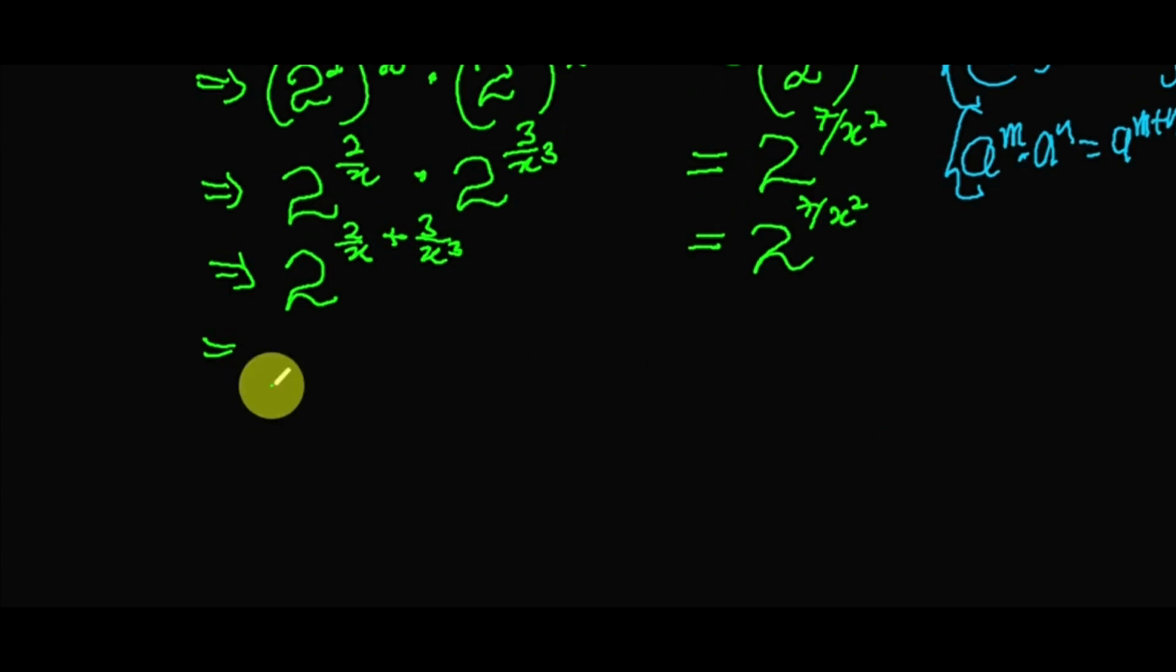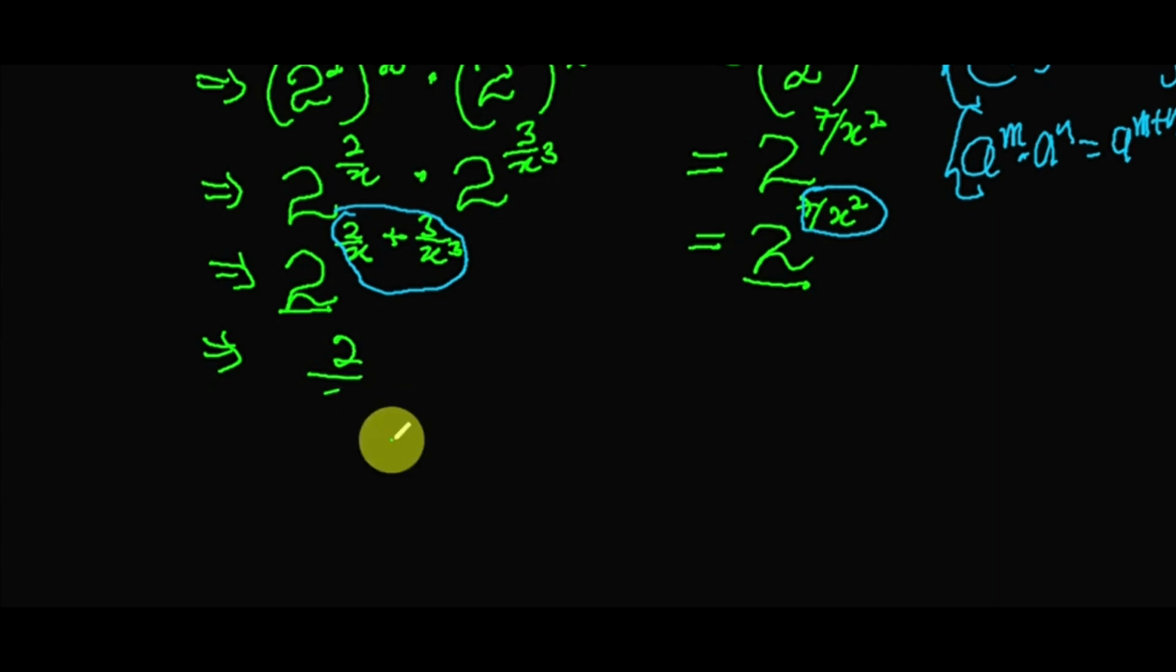So here we try to solve this one. Look at the bases. The base here is 2 and the base here is also 2. So the exponents must be equated. This implies 2 over x plus 3 over x to the power 3 equals 7 over x squared.